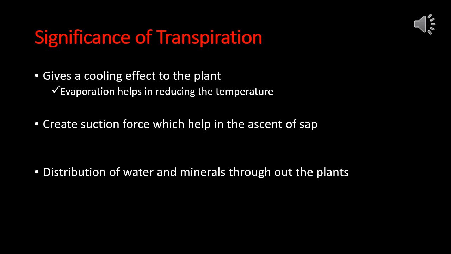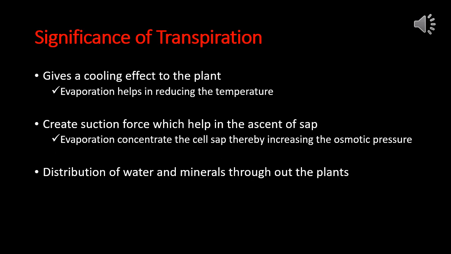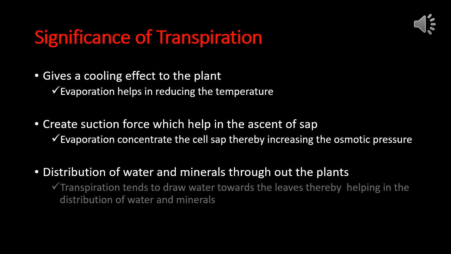First one is the cooling effect. Evaporation reduces the temperature of the leaf surface. Therefore, transpiration is useful to the plants on hot sunny days. At intense heat, the enzymes are destroyed. So, it gives a cooling effect to the plant surface. Second advantage is it creates a suction force which helps in the ascent of sap.